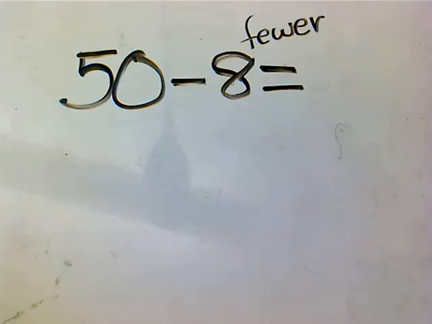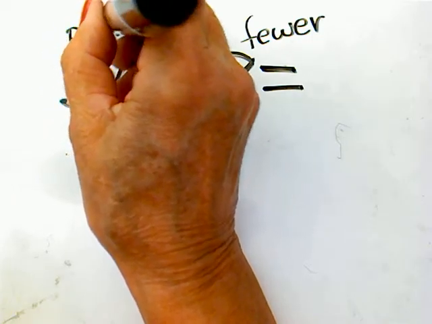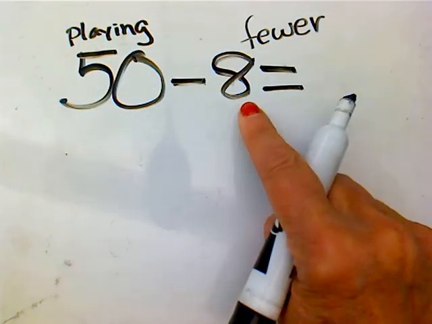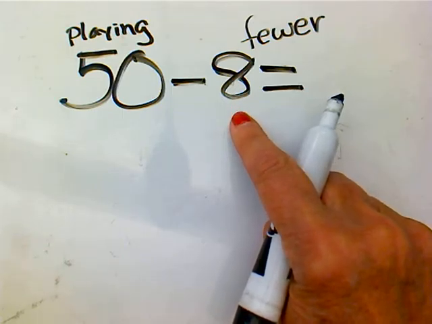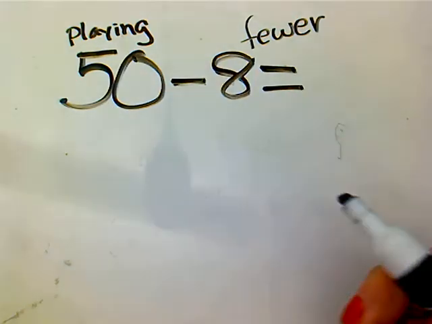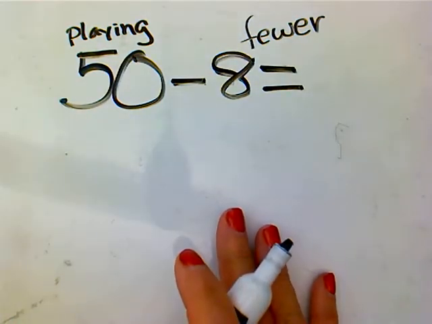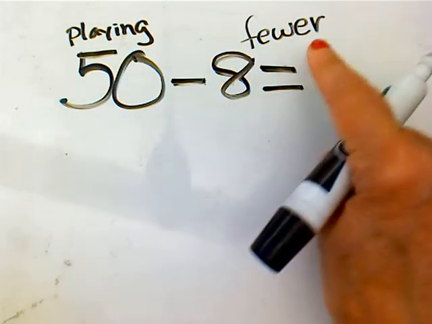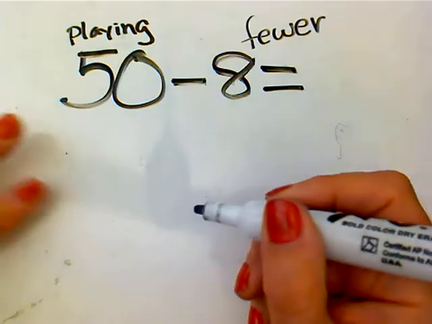All right, let's continue on with something that we have worked on before. I have Tristan, who has 50 playing cards, and he gave 8 of those cards away to someone else. So he has 8 fewer now than he had when he started with 50. How many cards does Tristan have now? So I'm trying to figure out how many cards, if he started off with 50, gave 8 away, which gives him 8 fewer than 50. How can I figure that out?